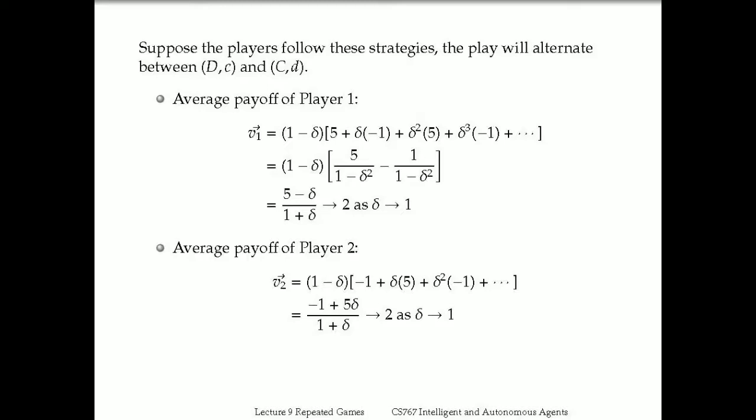Similarly, for player 2, we can calculate the average payoff to be (1 minus delta) times negative 1, plus delta times 5, plus delta squared times negative 1, and so on. And this would be equal to (negative 1 plus 5 delta) over (1 plus delta), which also tends towards 2 as delta increases to 1. Right. So that finishes this verification, and now we want to check that indeed this strategy profile is an SPE.